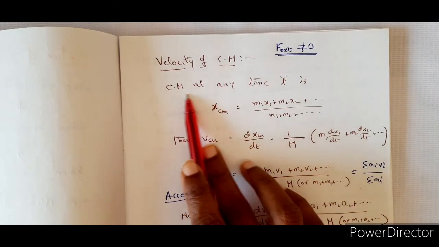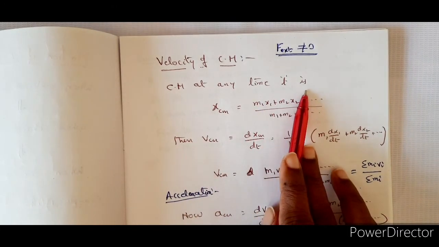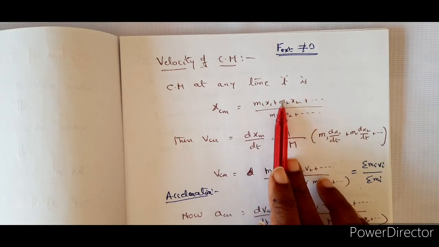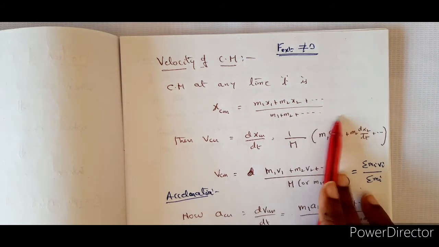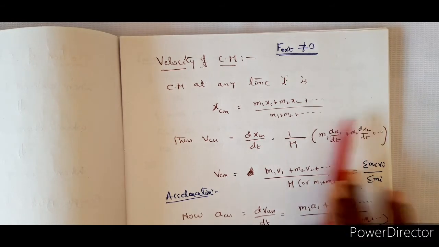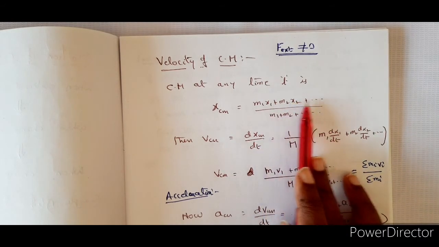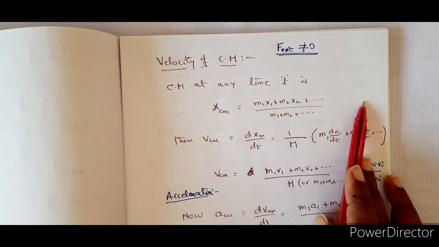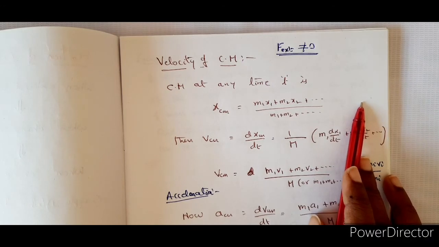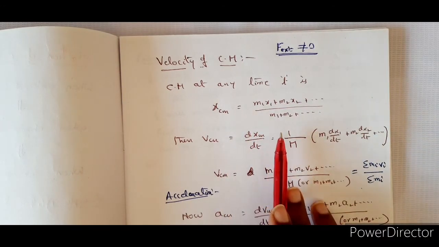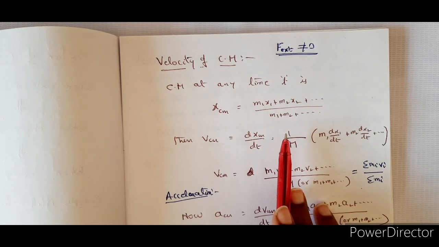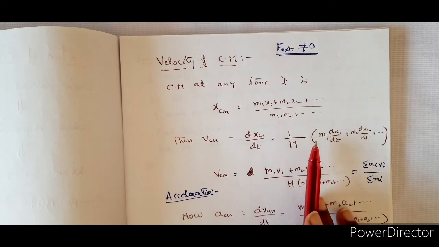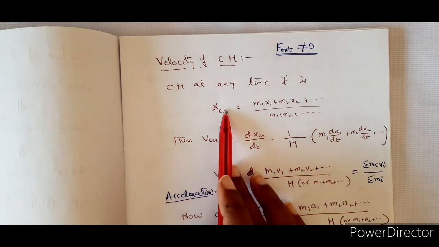Let us see how to understand it. Let us suppose the center of mass at any instant of time is xcm equal to m1 x1 plus m2 x2 and so on, divided by m1 plus m2 plus m3, where these are all particles and these are the x coordinates of the respective particles. Similarly you can write ycm, zcm and everything. Now we are taking only one example.